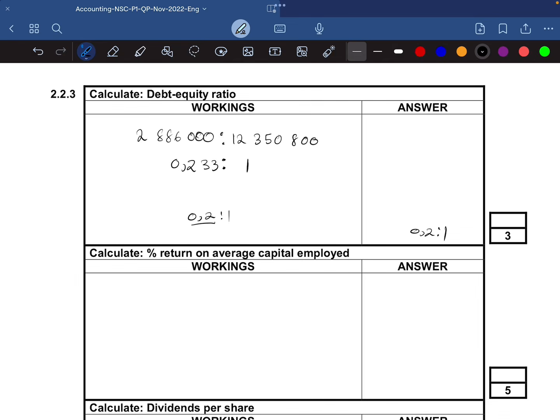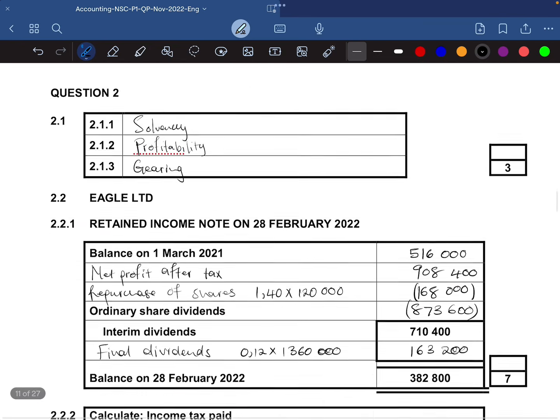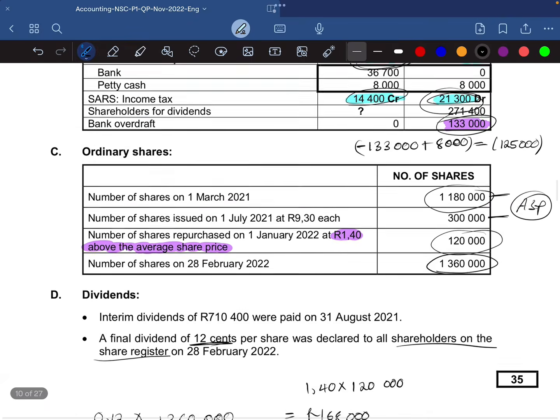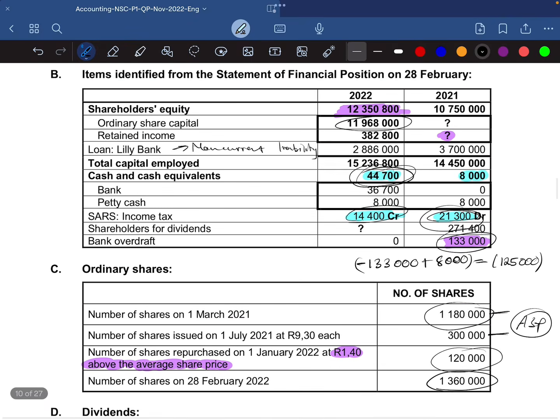Now, it says 2.2.3, the second one: we're supposed to calculate the percentage return on average capital employed. That's where you're talking about your loans and your share capital. What is your return on your capital employed? Here this was really simple, because our total capital employed was literally just given.